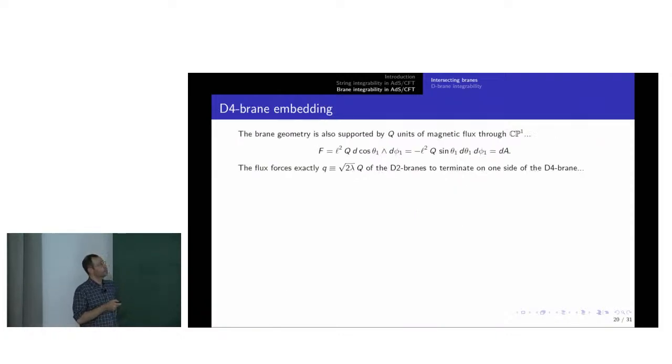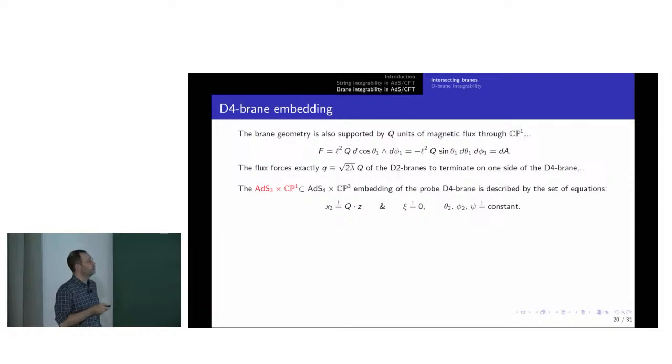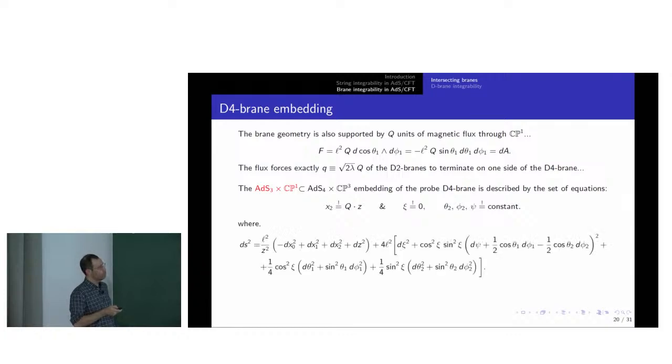And as I said, we can introduce flux to the system as well in the CP1 or S2 part. And again, D2 branes will terminate a number of D branes. Q, which is proportional to this flux, will terminate on one side of the D4 brane. And the embedding of the D4 brane will be very similar to the one that we saw before, but in a probably more complicated background, which is AdS4 cross CP3.